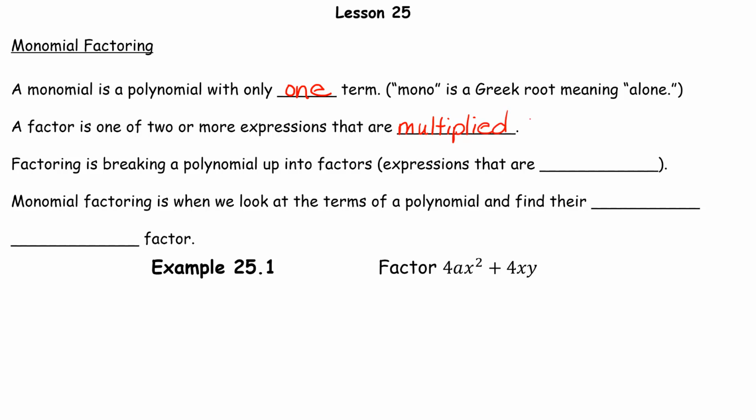Factoring is breaking a polynomial up into factors, that is, expressions that are multiplied, not added, not subtracted, multiplied. Monomial factoring is when we look at the terms of a polynomial and find their greatest common factor.